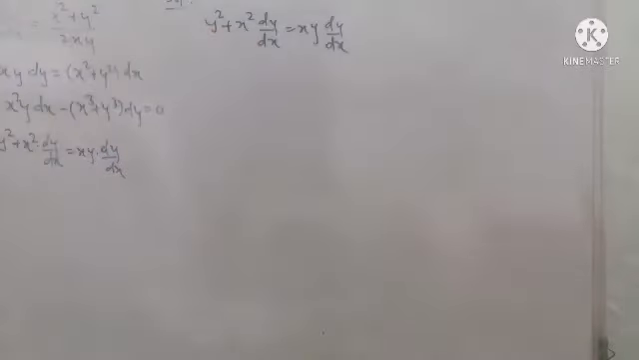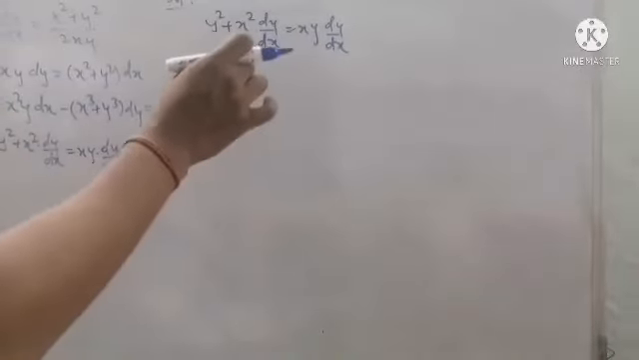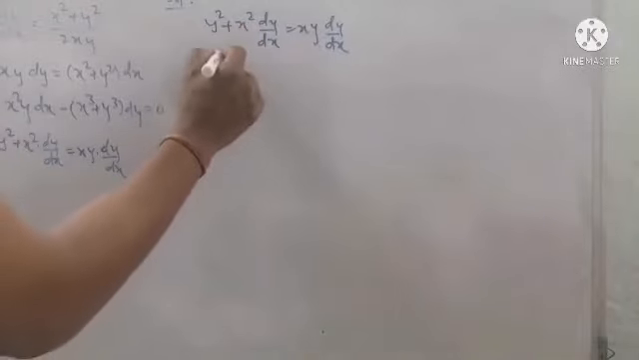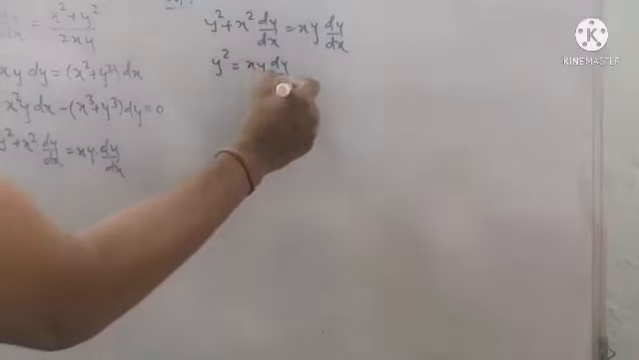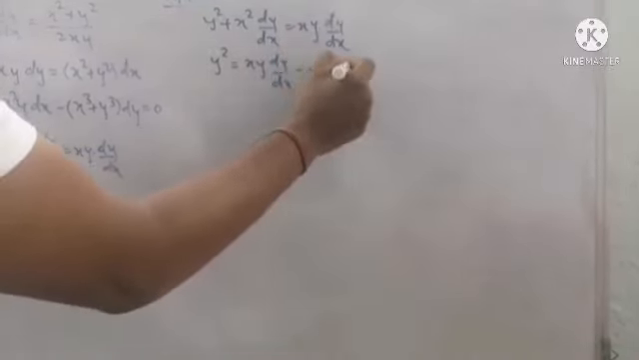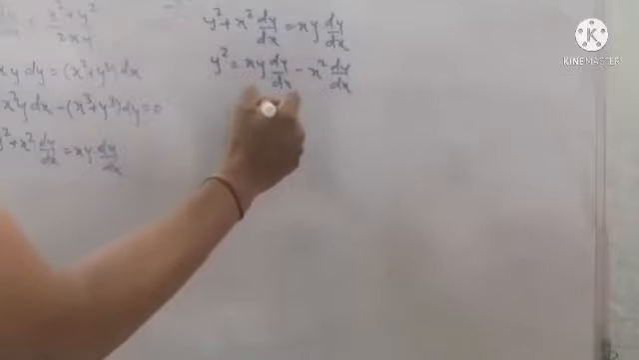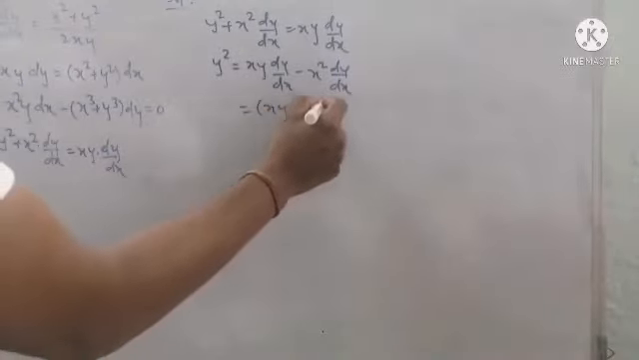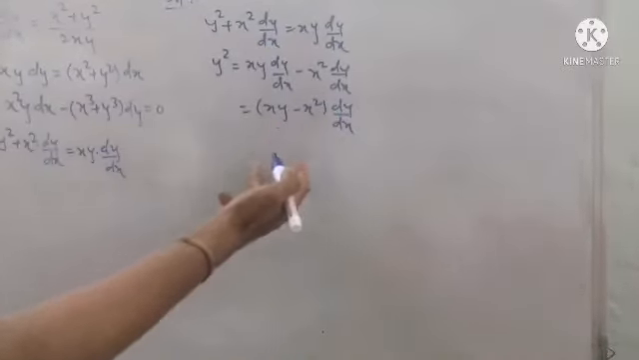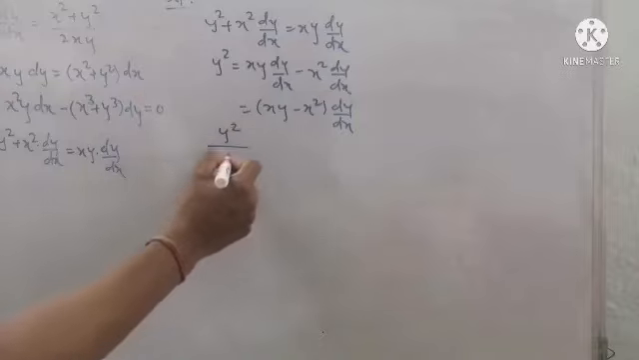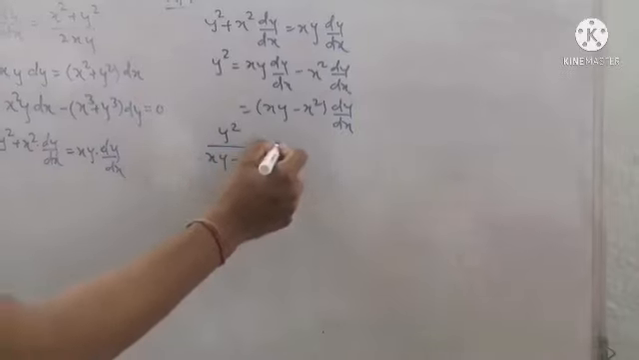Okay. y square plus x square dy by dx is equal to xy dy by dx. As you can observe, there are two terms of dy by dx. To find the form of this differential equation, we first simplify. The term of dy by dx we take on the right hand side, so plus x square becomes minus x square dy by dx. By taking dy by dx common from these two, we get (xy minus x square) in bracket into dy by dx. Now this bracket goes to the denominator, so y square divided by xy minus x square is equal to dy by dx.